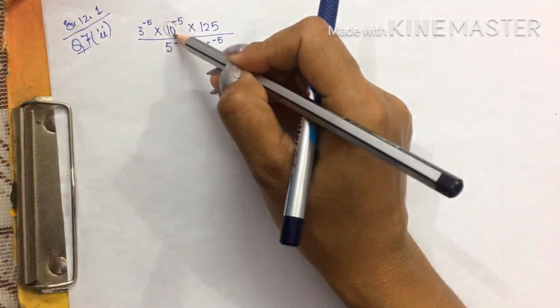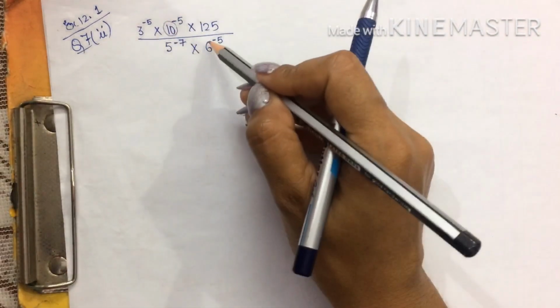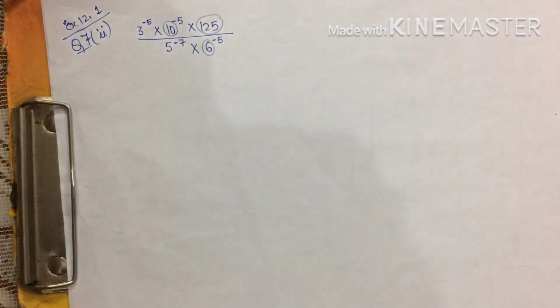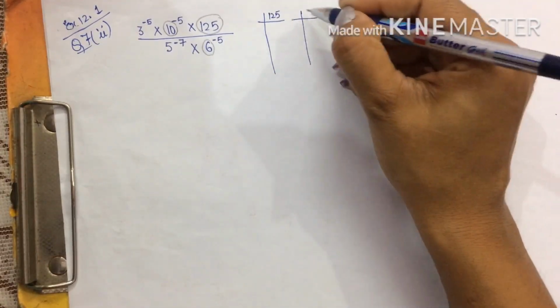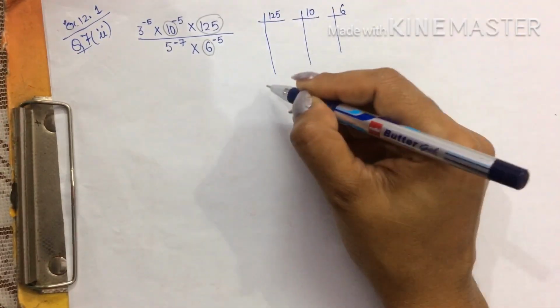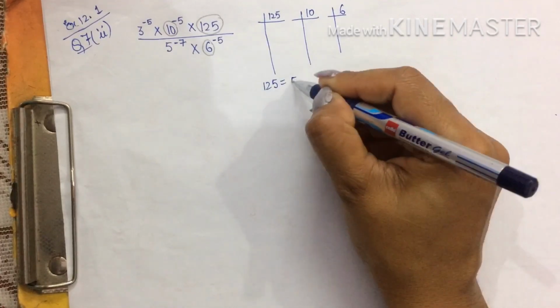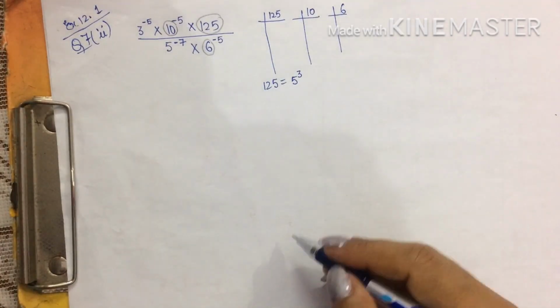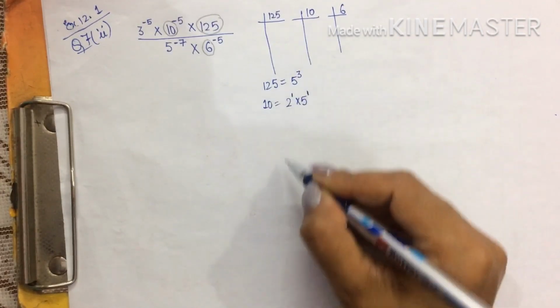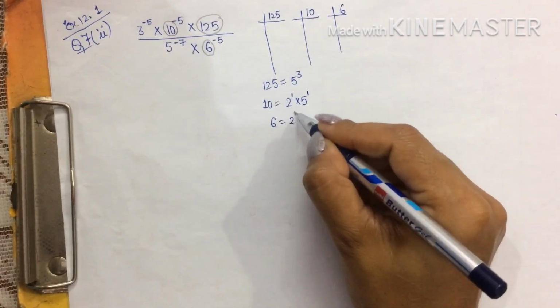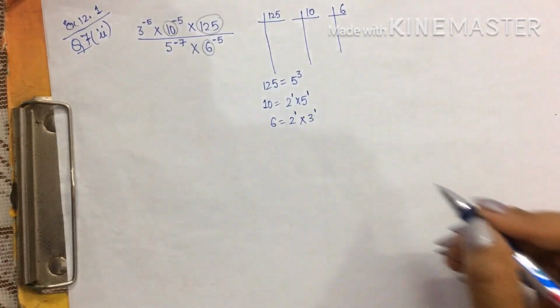So I've got a composite number here, 10. The second composite number is here in the denominator and the third one is here in the numerator. Let's prime factorize these and obtain their exponential forms. You can separately prime factorize these numbers. You will obtain that 125 equals 5 raised to the power 3, 10 equals 2 raised to the power 1 into 5 raised to the power 1, and 6 is 2 raised to the power 1 into 3 raised to the power 1.